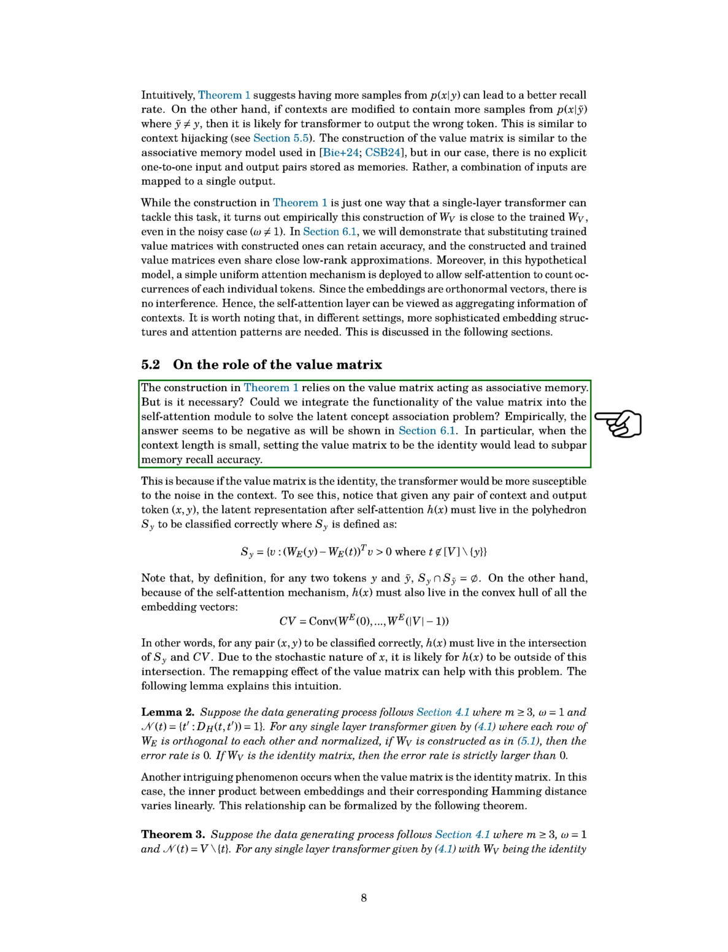Regarding the role of the value matrix, we investigate if integrating its functionality into the self-attention module is feasible for solving the association problem. Empirically, setting the value matrix as the identity leads to lower memory recall accuracy, especially with short context lengths. The value matrix aids in correctly classifying tokens by ensuring the latent representation after self-attention aligns with the embedding vectors.